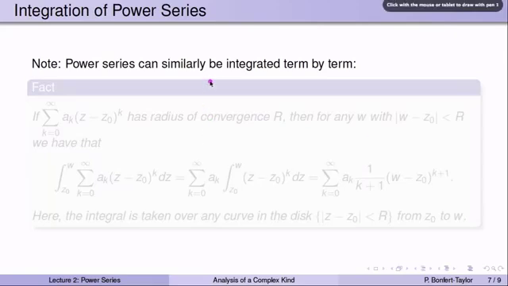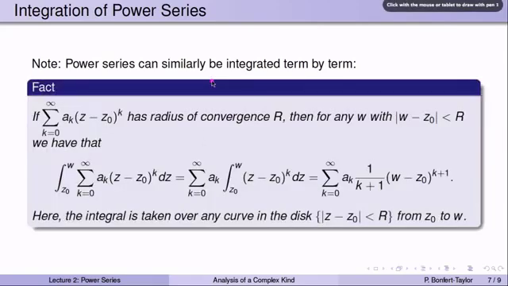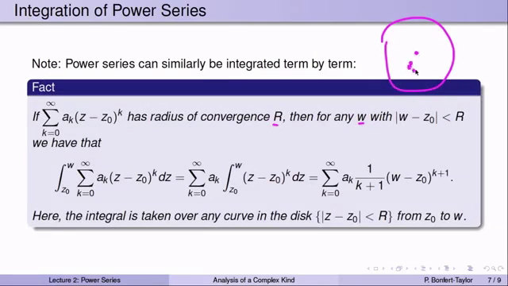Note, power series can similarly be integrated term by term. How does that go? Suppose you're given the power series of radius of convergence r, then for any w inside this disk of convergence, so here's the disk of convergence of center z0, for any w in that disk, we have that the integral from z0 to w of this whole series is equal to pulling the integral inside. So the series of a_k times the integral of z minus z0 to the k, where the integral is taken over any path from z0 to w. It doesn't matter which path I choose, the integral will always give you the same value, because we're talking about an analytic function in a disk.